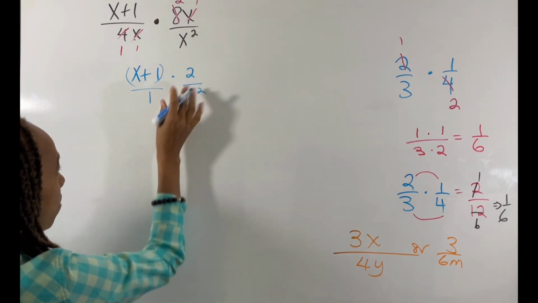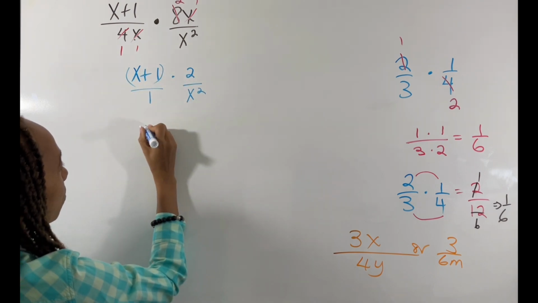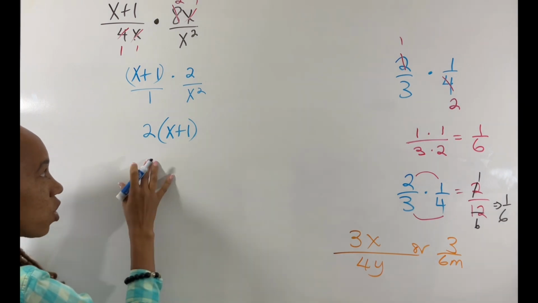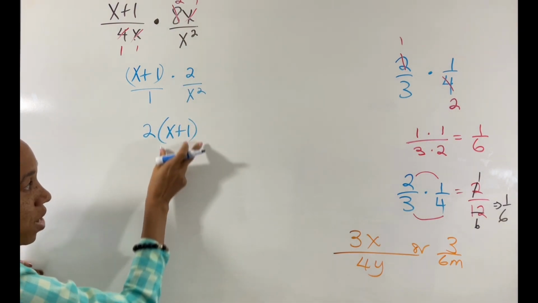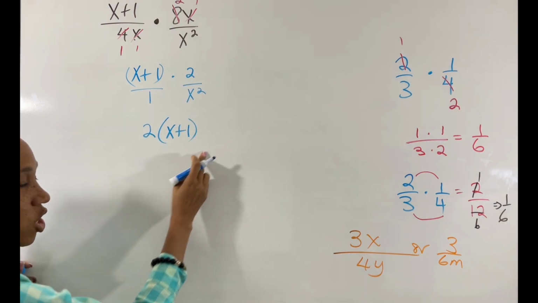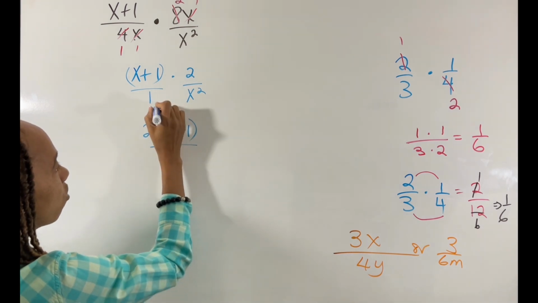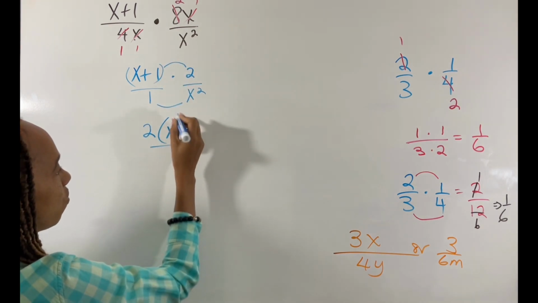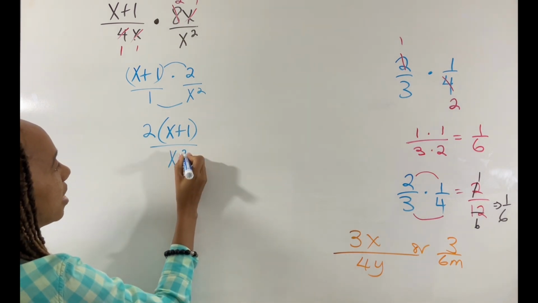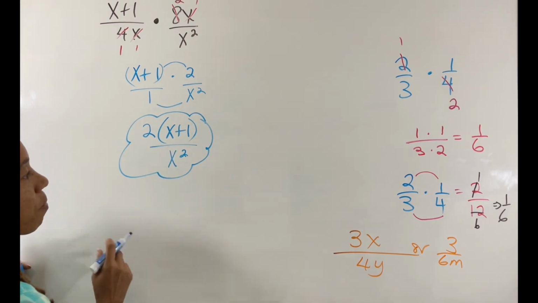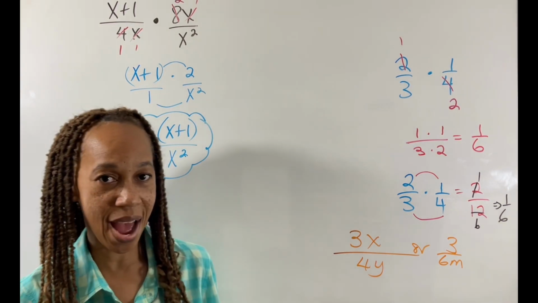Now the next step, we are going to multiply across here, so we have 2 parentheses x plus 1. It's always good to bring the 2 in front of the parentheses and not at the end. It's just the standard form of writing it. And we multiply across here, and we end up with x squared, and that is your final answer. And I always tell my students, put a cloud or box your answer.